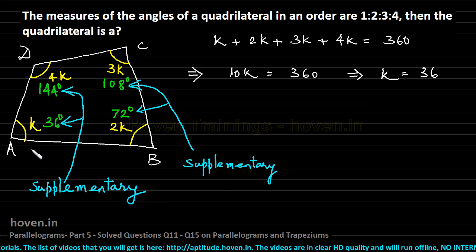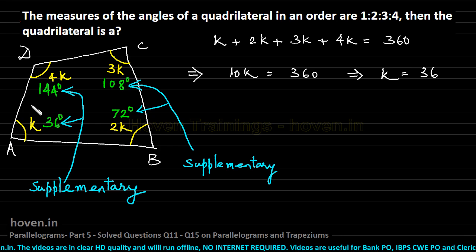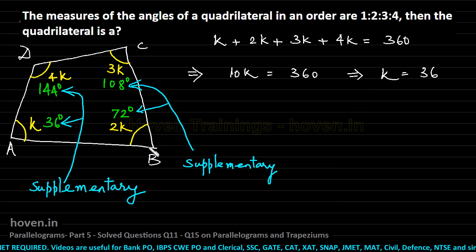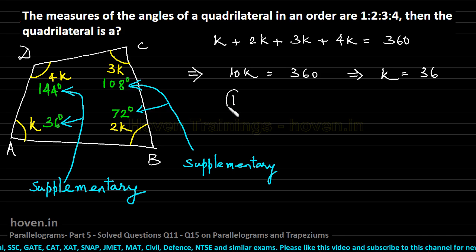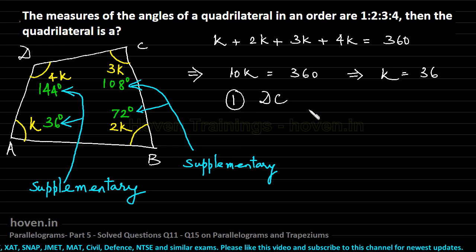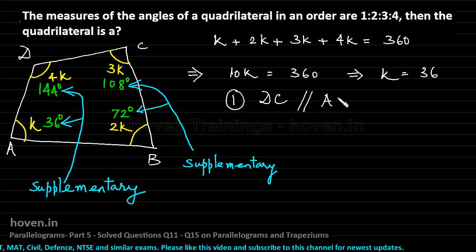Now, what does this immediately mean? That if we see this line DC and AB, and for them we can see AD as a transversal, then the interior angles on the same side of the transversal are supplementary. So AB must be parallel to DC. Similarly, with BC as a transversal, you will see that 72 and 108 are interior angles on the same side of the transversal and they are supplementary. So we can say one thing, that DC is parallel to AB.